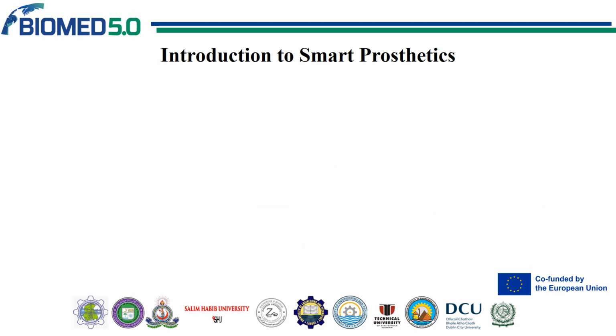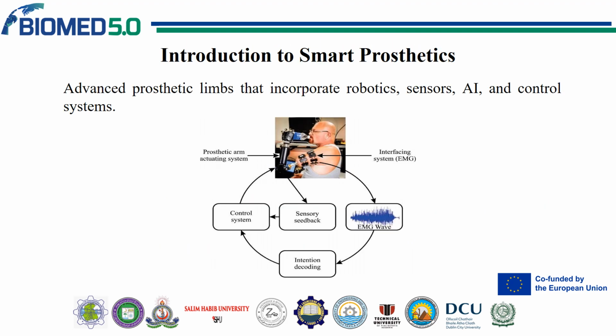Let's begin with smart prosthetics. These are not merely passive cosmetic or mechanical replacements for lost limbs. Instead, they represent a leap forward, incorporating advanced robotics, sophisticated sensors, artificial intelligence, and intricate control systems. The primary aim of smart prosthetics is to restore lost function in a way that closely mimics natural limb movement.